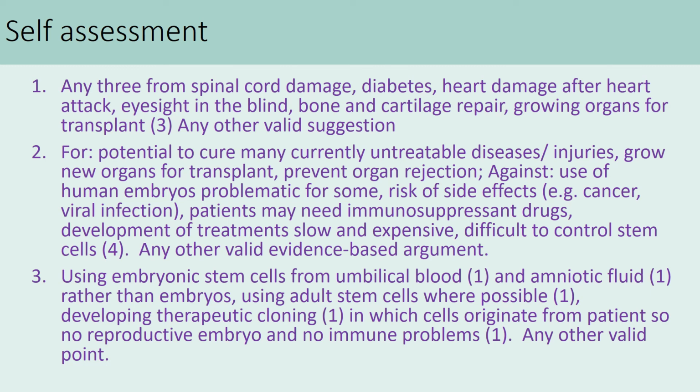And then the final question was, how are they hoping to overcome ethical barriers? Well, using stem cells from umbilical cords and amniotic fluid, that's the fluid around a fetus in the uterus, instead of embryos, or using adult stem cells where possible, because they have a lot of uses, they just have a more narrow margin. Developing therapeutic cloning in which cells originate from the patient, so you don't have to worry about immunity problems if you've got transplants and things like that. So therapeutic cloning is where you remove the cell from the person that is being cloned, an adult stem cell, and you clone that and re-inject that into a different part of their body so that they multiply.